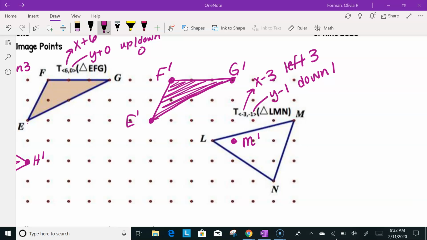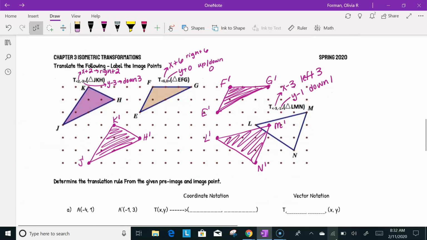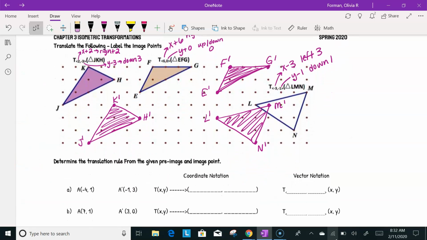L, we're going left 3, 1, 2, 3, down 1. L prime. N, we're going left 3, 1, 2, 3, down 1. And we connect those new points. And again, fill it in if you want, you don't have to. Okay, so that translation, it's telling you how you are going to move that shape.